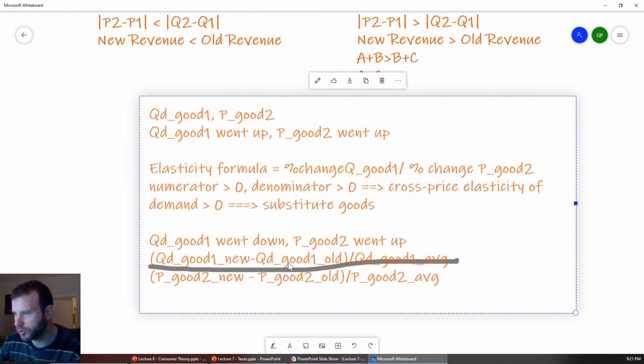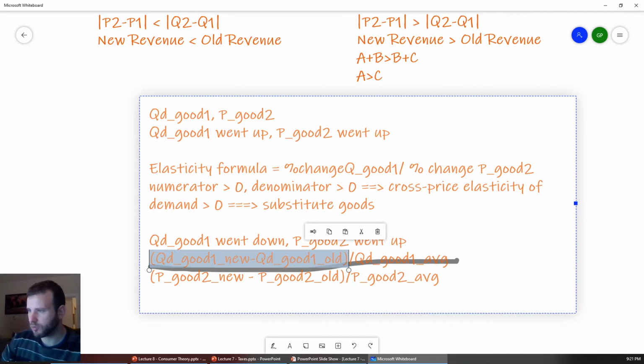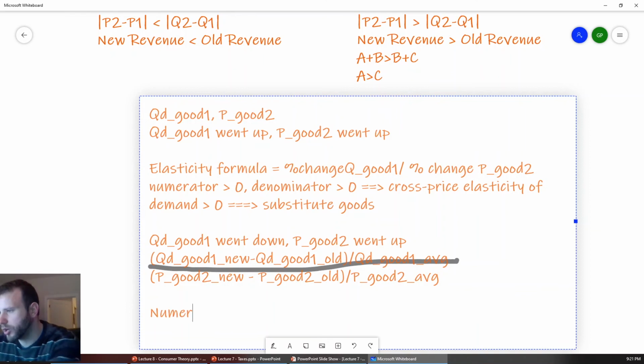QD good 1 new minus QD good 1 old. So I said that QD good 1 went down, so the numerator is going to be negative, right? Because QD good 1 went down after the price change, so the new is going to be lower than the old. So numerator negative. Okay. What about the denominator? Well, the price of good 2 went up, so new minus old should be greater than 0. Denominator positive.